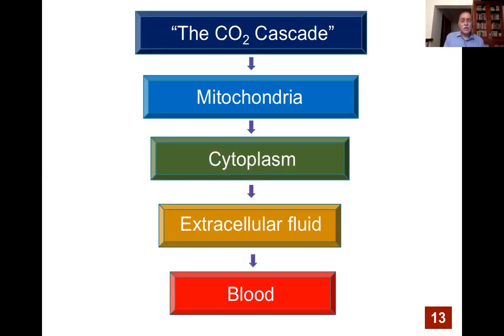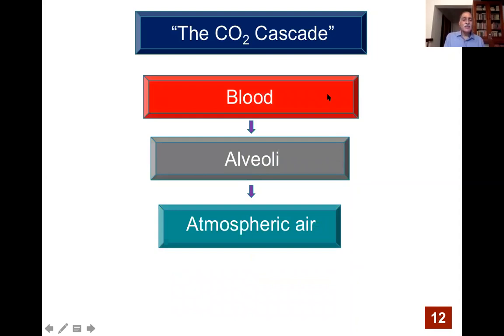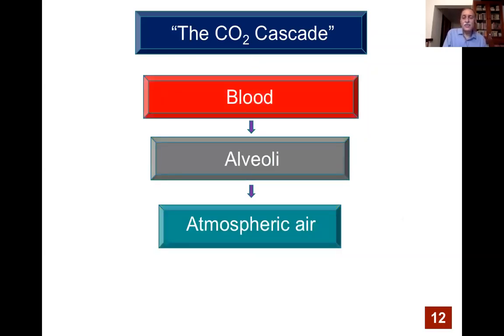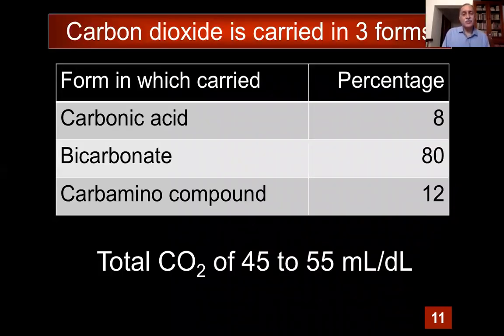From the mitochondria, the cell factories, it goes into the cytoplasm, from the cytoplasm into the extracellular fluid, from there into the blood that is perfusing these tissues. From the blood, it eventually reaches the pulmonary circulation, from where the carbon dioxide gets excreted into the alveoli, and from the alveoli, with each breath, this gets thrown out into the atmospheric air. So in the reverse direction, you have from the mitochondria through the cytoplasm, extracellular fluid, blood, alveoli, eventually the carbon dioxide reaches the atmospheric air.